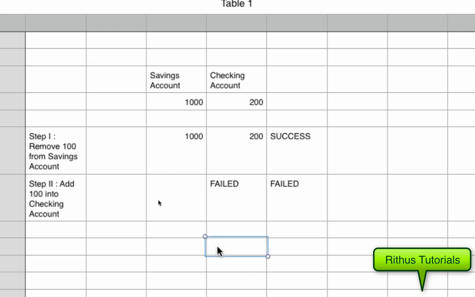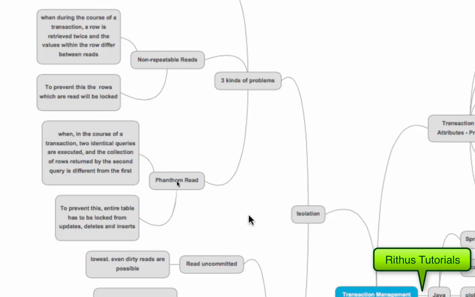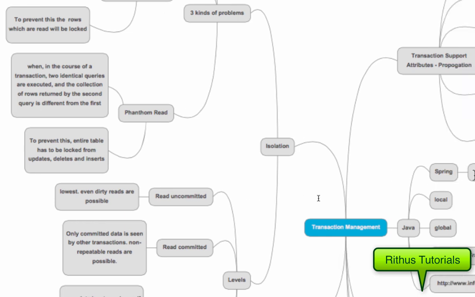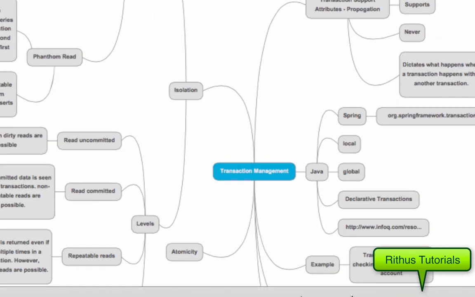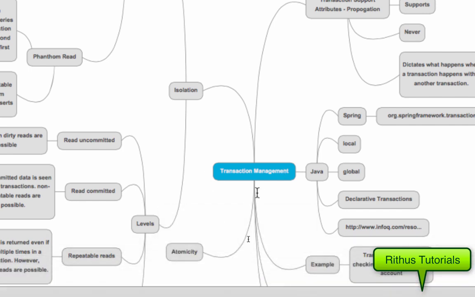So now that we understand what transaction management is, we'll look at a couple of important things related to it. There are a few properties which are important for transaction management. Those properties are called ACID properties. The first ACID property, A, stands for atomicity.